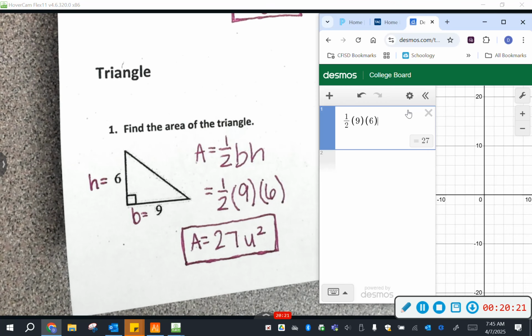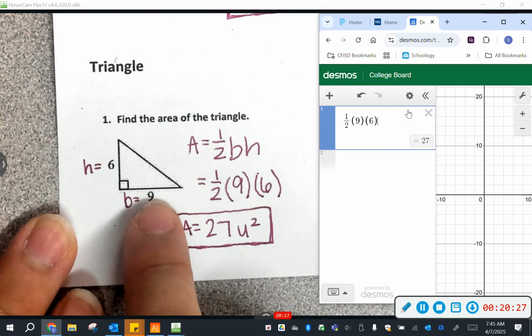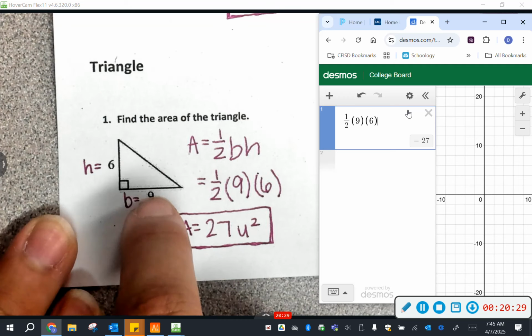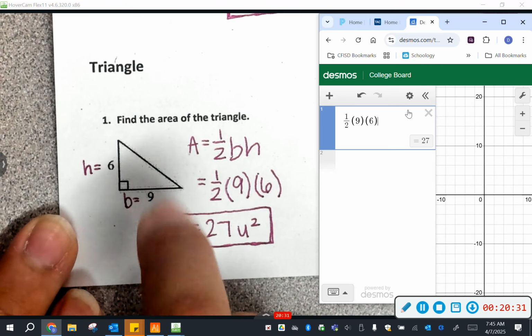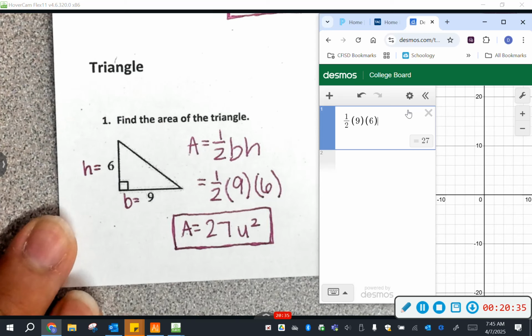Now, we could definitely get a little bit more complicated with this. Do you agree that I could give you the diagonal and make you find this right here by doing Pythagorean theorem? Or something like that. So I'm not always necessarily going to give you the base and the height. Sometimes you're going to have to find it.